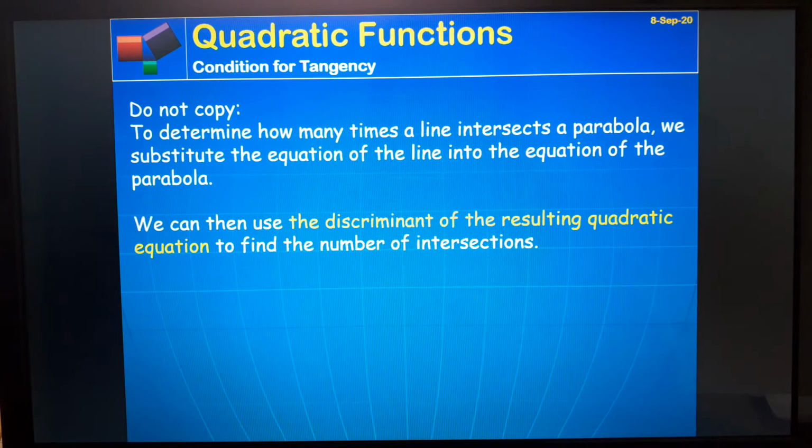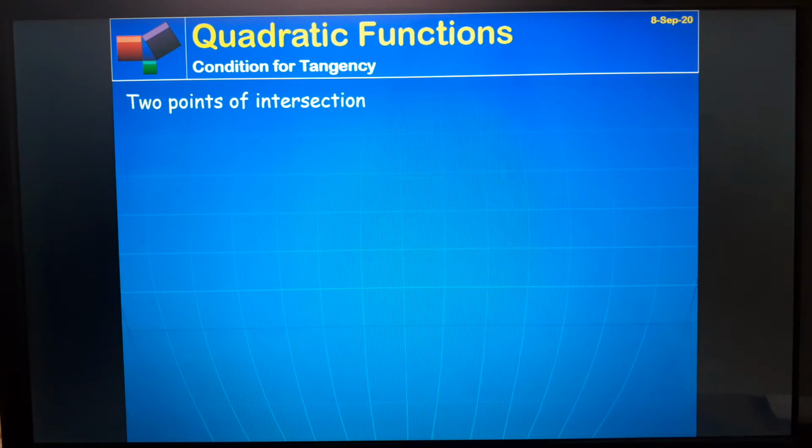of intersections. When we're finding the discriminant of just a quadratic, we're finding how many times the quadratic meets the x-axis. When we combine a line with a parabola, and we then use the discriminant on this resulting quadratic, we're finding how many times the line meets the quadratic, the parabola. Okay?